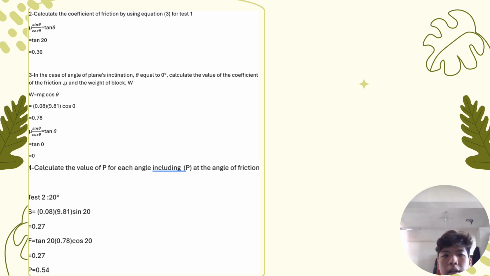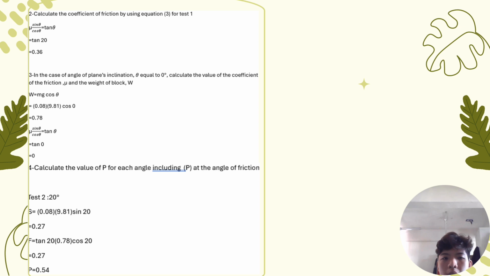Which is the result is 0.36. For number 2, in the case of angle of plane inclination theta equal to 0 degrees, calculate the value of the coefficient of friction and the weight of block. The answer is 0. And then the last one is calculate the value of P for each, including P at the angle of friction.